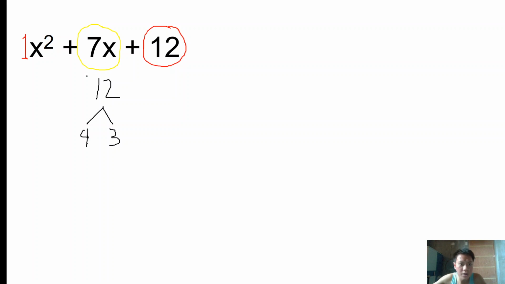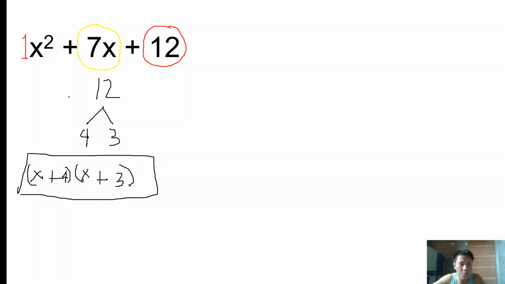So, the factor, kung paano natin siya ipa-factor, ganito lang. So, we have x doon, x ulit dito. Since positive 4 yon, positive 4, and then positive 3. So, we have x plus 4 times x plus 3. So, ito yung factor nung x squared plus 7x plus 12.